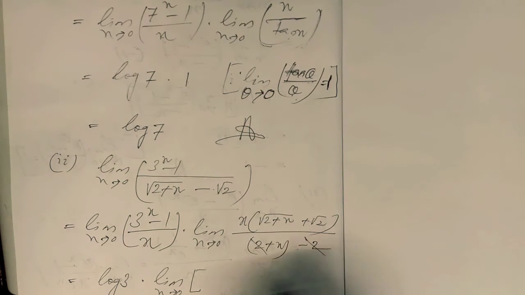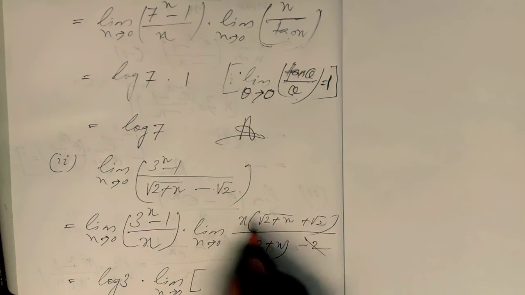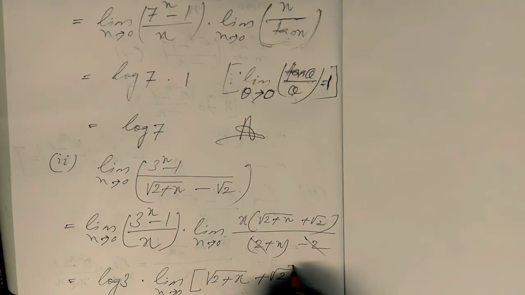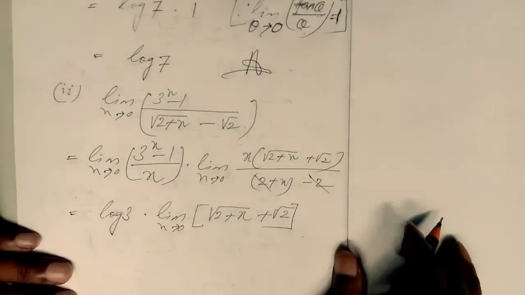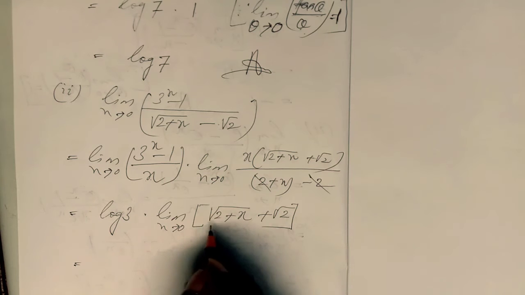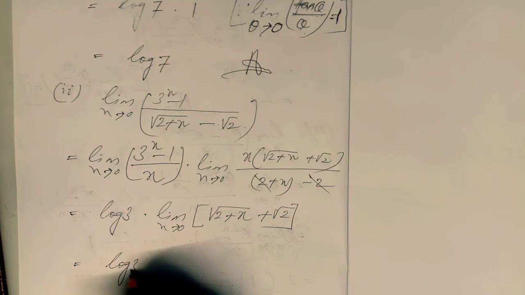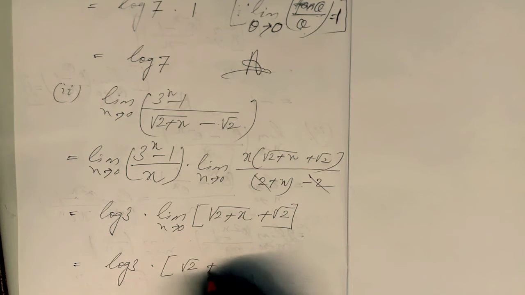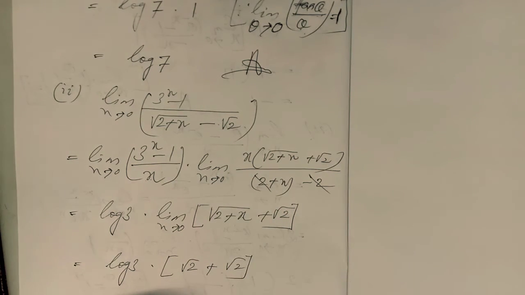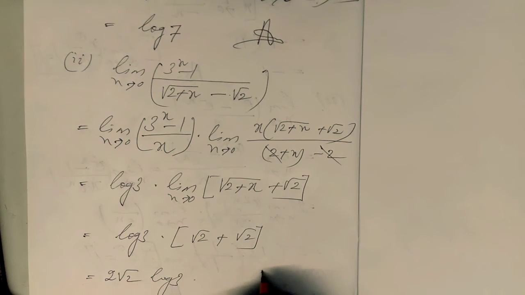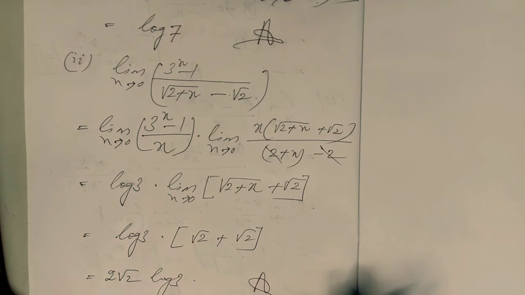The 2 will be cancelled out. The x left, this x also cancels with this. What is left? Root over 2 plus x plus root 2. After that you put the value x equal to 0, because limit x tends to 0. If I put x equal to 0, what result do you get? Root 2 plus root 2, that means 2 root 2. So 2 root 2 into log 3 is the answer of the second part of number 2.